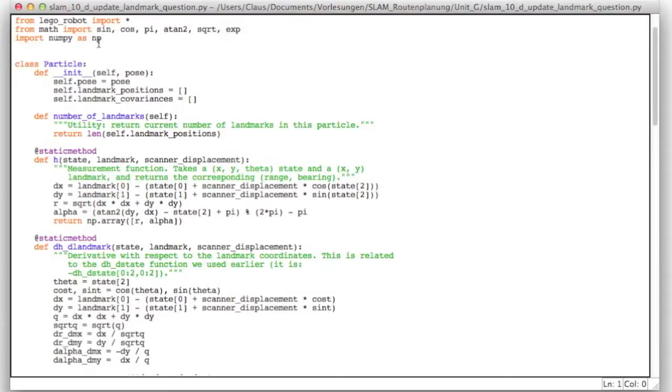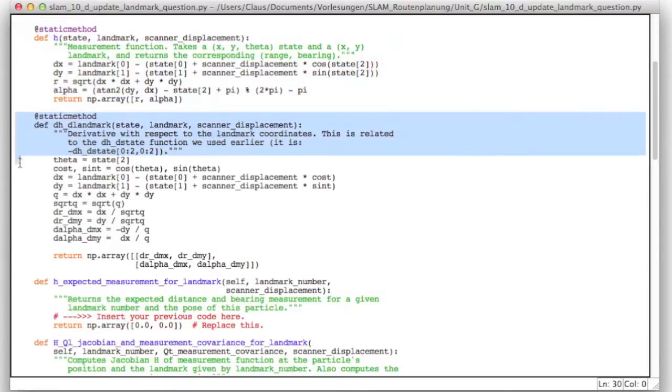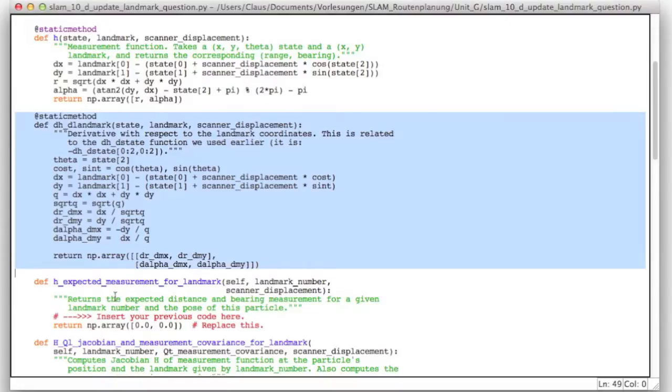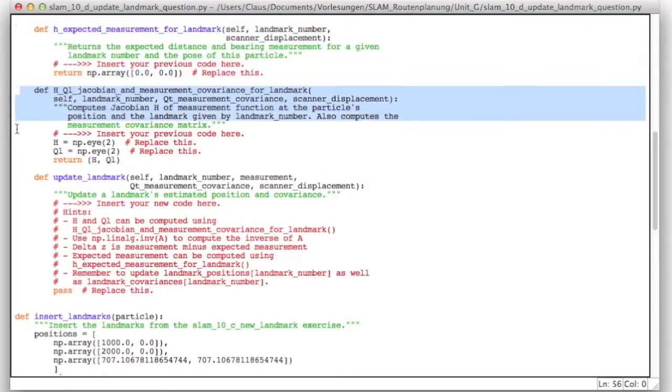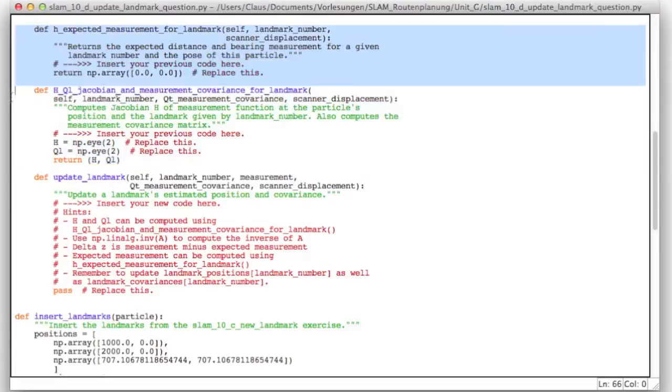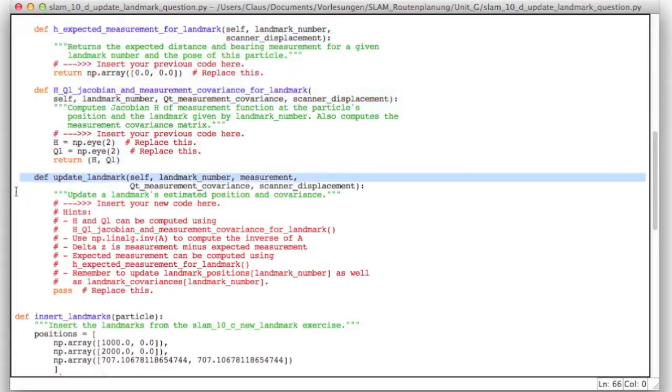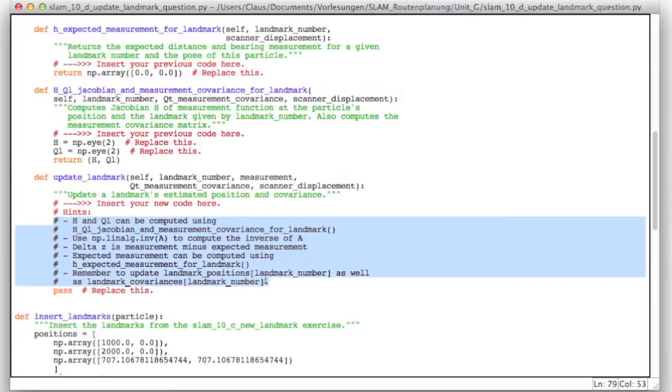So I prepared this SLAM 10D update landmark file for you, and it contains, as usual, the particle class. Now this time I included the measurement function h, and the derivative with respect to a landmark. And you will also need the expected measurement for a landmark function and the Jacobian and measurement covariance function, which you programmed earlier. So just copy your code here. And here the update landmark, that is actually the new code that you'll have to program. Now looking at the previous slides, that's not very hard to do. And here are some additional hints, which you'll hopefully find useful.